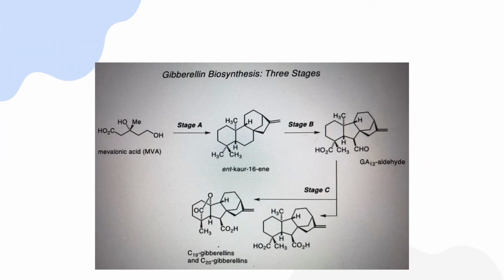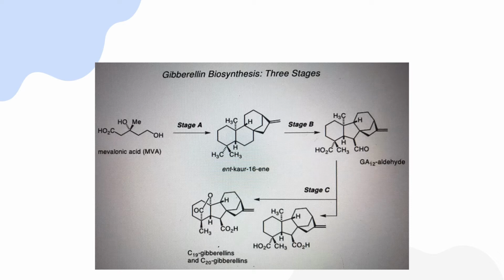Biosynthesis of gibberellins in plants. They are biosynthesized in the apical tissues, and there are three main sites of their biosynthesis. First, in developing seeds and fruits. Second, in the young leaves of developing apical buds and elongating shoots. And lastly, in the apical regions of roots.